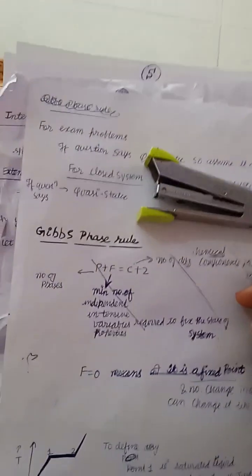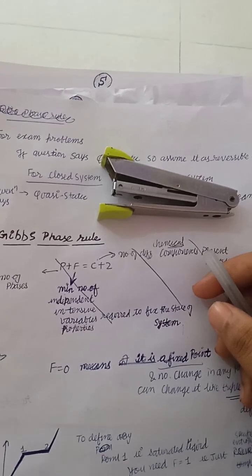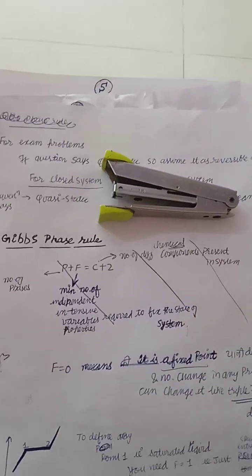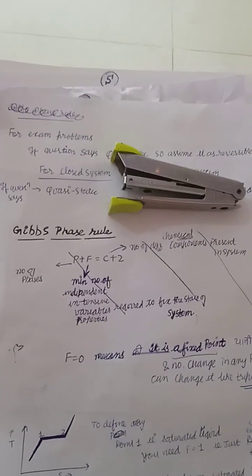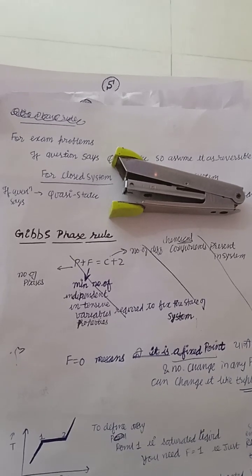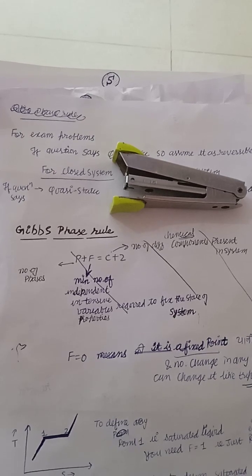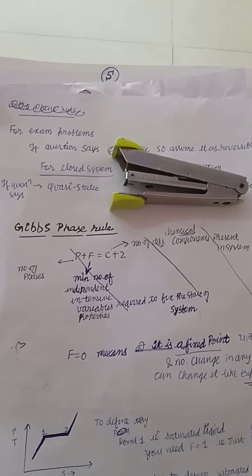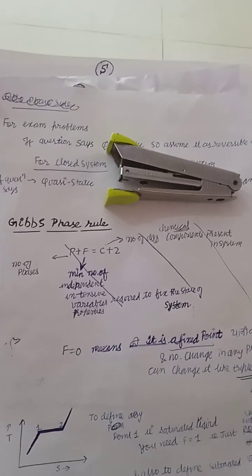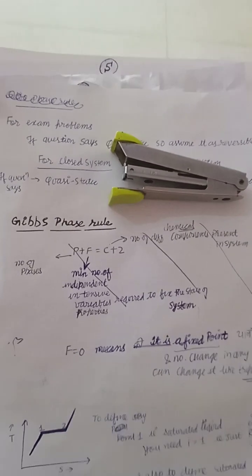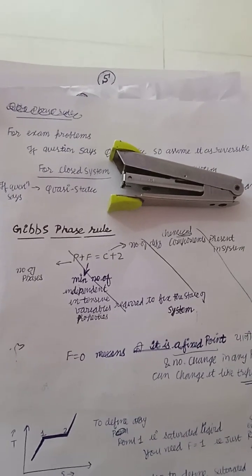Now what does F is equal to 0 represent? F is equal to 0 represents that there are no intensive properties required to fix the state of the system. This means that F is equal to 0 is a fixed point. For example, F is 0 comes in the triple point of water. So triple point of water is a fixed point. Even if you go to Mars, or if you are on Earth, that triple point value won't change.